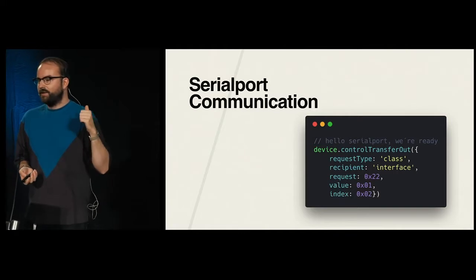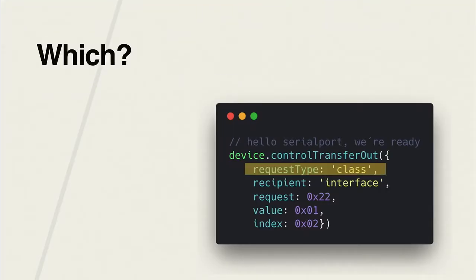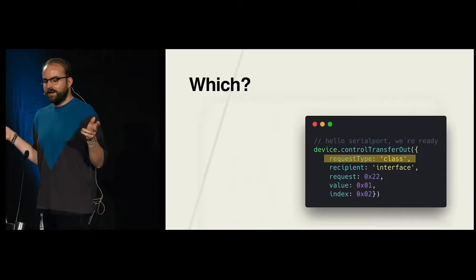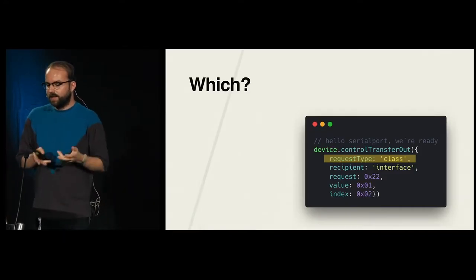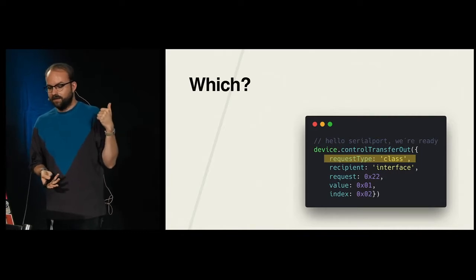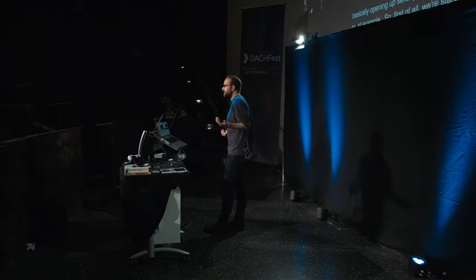Because this way, you're basically opening up serial port communication. So I think that's a good example. First of all, we're starting with the "which": which type of command we're sending. USB has a couple of standard commands and command types, like the class we're using here, that enable hardware to determine what it should do with our data.